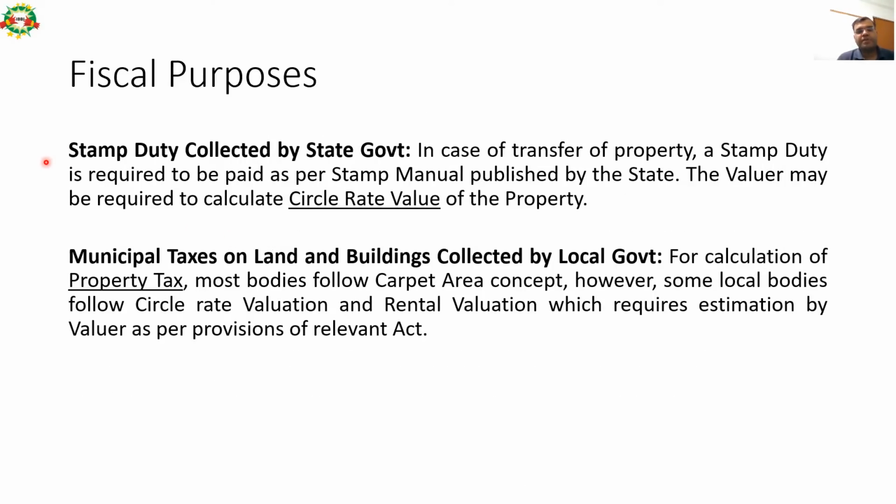Next purpose under fiscal purpose category could be doing valuation for stamp duty collected by state government. So in case of transfer of property, a stamp duty is required to be paid as per stamp manual published by the state. The valuer may be required to calculate circle rate value or government rate value of the property. Municipal taxes on land and building are collected by local government. For calculation of property tax, most bodies follow carpet area concept. However, some local bodies follow circle rate valuation and rental valuation methods, which require estimation by valuer as per provision of the relevant act.